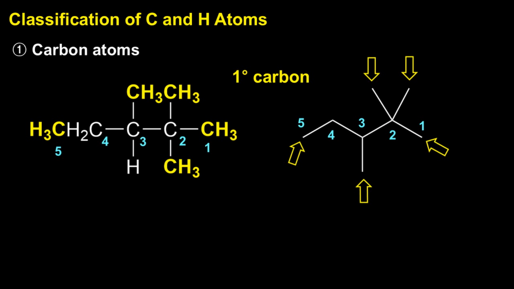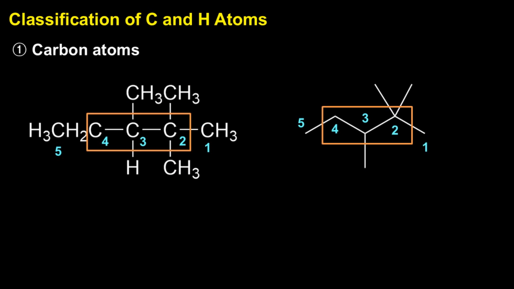Let's start with the 5 terminal CH3 groups, the ones at the ends of the branches. Each of these is bonded to just one other carbon, so they're all classified as primary carbons. Now the carbons at positions 2 and 3 are a bit more substituted. The carbon at position 2 is bonded to 4 other carbons, so it's quaternary. The carbon at position 3 is bonded to 3 carbons, which makes it tertiary, and the one at position 4? It's bonded to just 2 other carbons, so it's a secondary carbon.